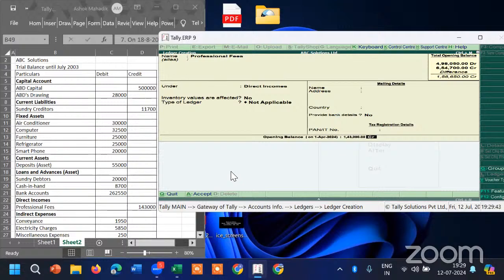A trial balance doesn't indicate that it is done on the last day of the year. It indicates balances of ledger accounts on a particular date. It can be month end, or beginning of the month. So don't get confused. 143,000 credit, yes.